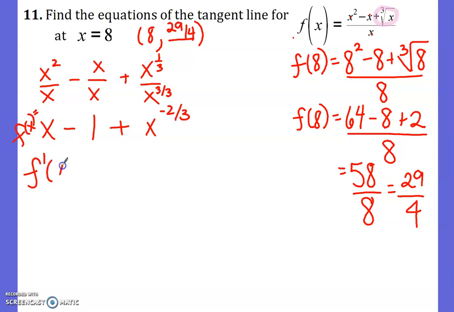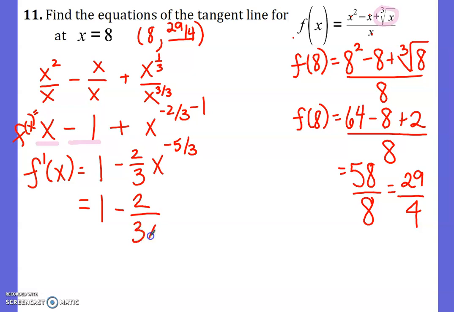So now I'm going to take the derivative of this, which the derivative of x is 1. The derivative of negative 1 is 0. And then I bring this exponent out front. When I minus 1 from that, it's negative 5/3. So here is my derivative. So now I need to plug this 8 into the derivative, and that will give me my slope.